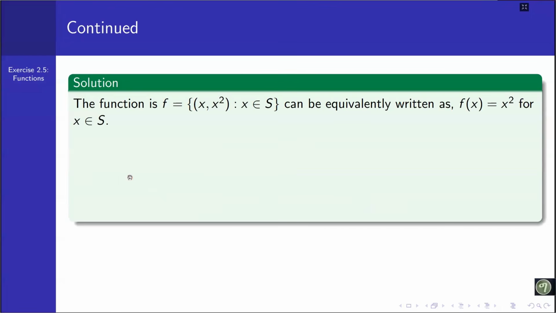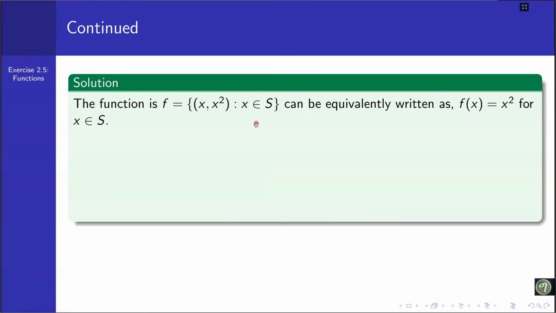For example, first we are given this one, that's simply the function f is equal to the set containing x squared when x is an element of S. This could be that x is the input and x squared is the output, so that this function can be equivalently written as f of x is equal to x squared for x an element of S, which is a quadratic function.